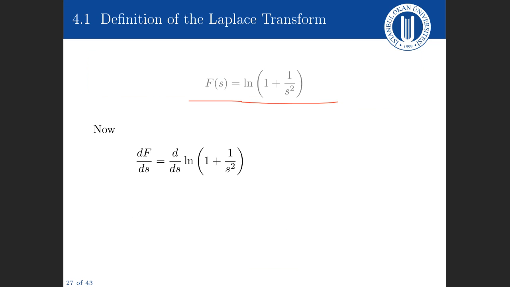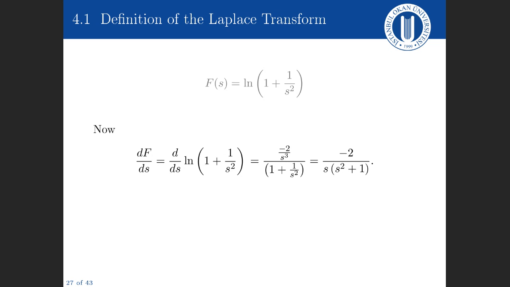We're starting with capital F is the natural logarithm of 1 plus 1 over s squared, and I want to start by differentiating this. I get minus 2 over s cubed divided by 1 plus 1 over s squared by the chain rule. Then I want to calculate the inverse Laplace transform of this function.